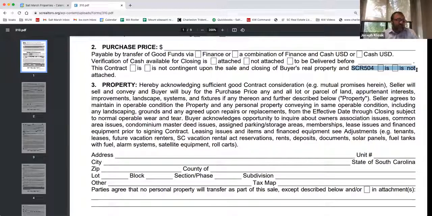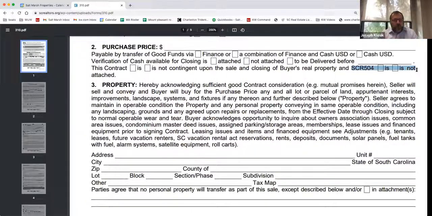Now, that doesn't mean as a buyer's agent you shouldn't recommend that you use Form 504, because conflict only arises when there's a difference in expectations. And if you have Form 504 filled out, then there are clear expectations from everyone of what that looks like.